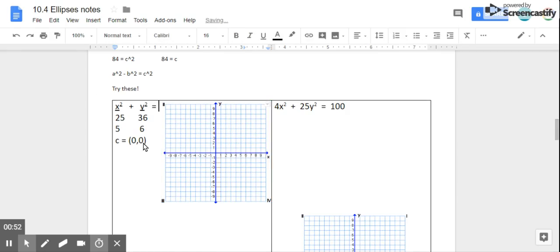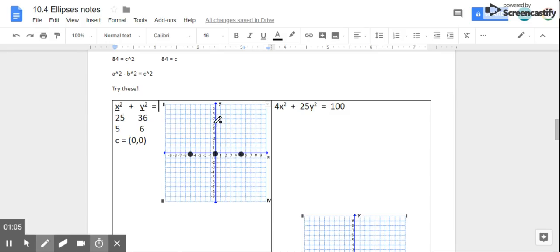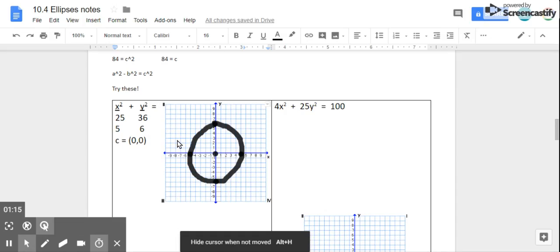Okay, so I'm going to go ahead and graph my center at 0, 0. And then the 5 came out of the x part, so I'm going to go 5 along the x. 6 came from the y part of the fraction, so I'm going to go 6 on the y. And then I'm going to make my ellipse from there. Which kind of looks like a circle, but it's not. Okay, so let's talk about our information.